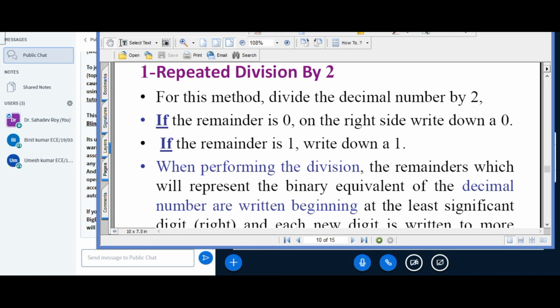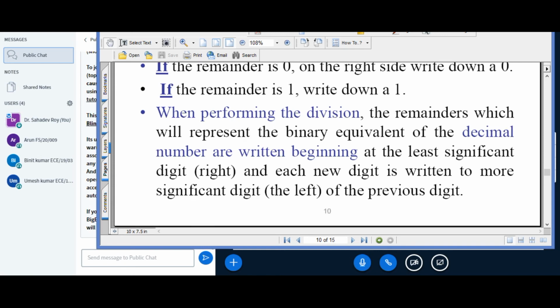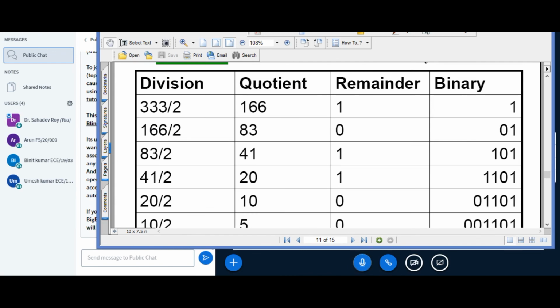So when you perform the division, the remainders, which represent the binary equivalent of the decimal number, are written beginning at the least significant digit, that is on the right, and each new digit is written as a more significant digit to the left of the previous digit. So let's start.